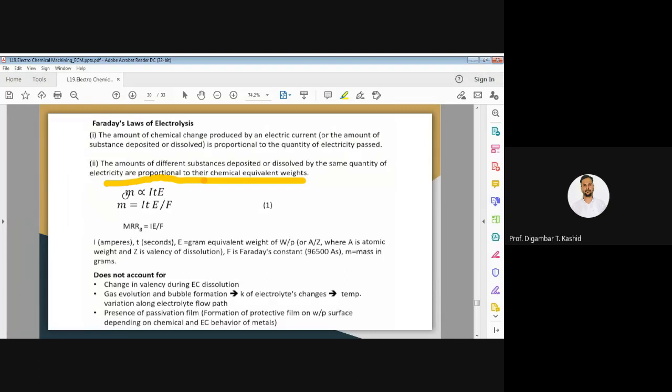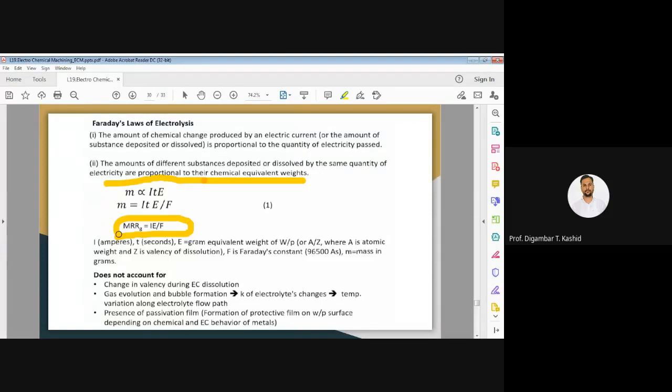By simplification you get the formula that the MRR, material removal rate, you can calculate using I E divided by F. I means the ampere current, E is the gram equivalent weight of the workpiece, and F stands for Faraday's constant, and its value is 96,500. Again, this law does not account for the change in valency during electrochemical dissolution.